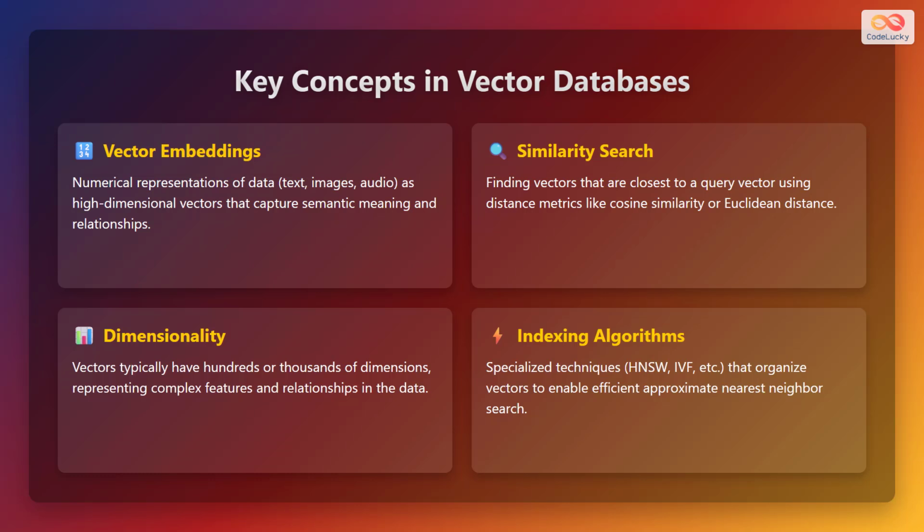Dimensionality refers to the fact that vectors typically have hundreds or thousands of dimensions, representing complex features and relationships in the data. Finally, indexing algorithms, which are specialized techniques such as hierarchical navigable small world or inverted file index, organize vectors to enable efficient approximate nearest neighbor search.